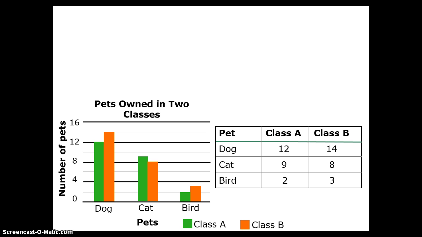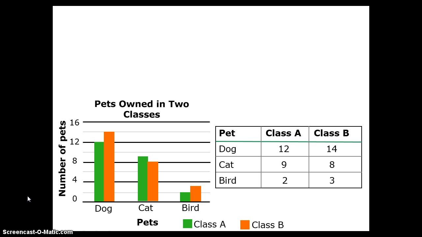I can answer similar questions using a double bar graph as I did using a regular bar graph. For example, I can tell which class has more dogs. Well, I would look at the dog data, and I would look at the two bars, and the orange bar is taller than the green bar, therefore I know that Class B has more dogs than Class A.